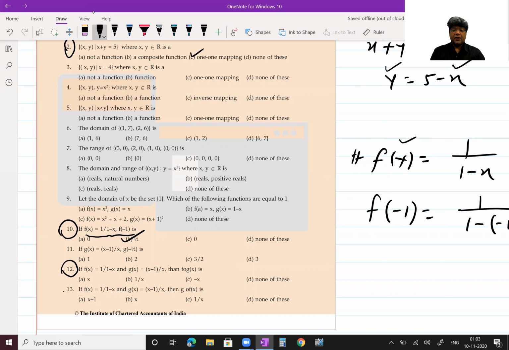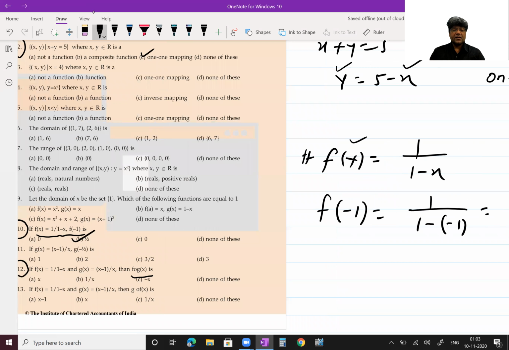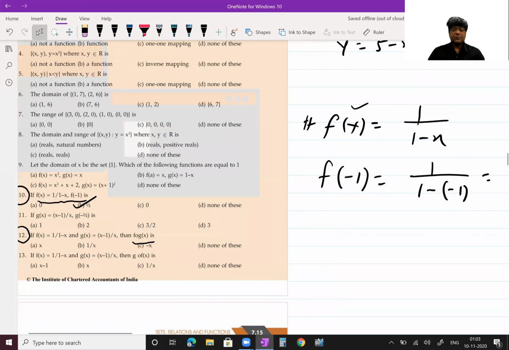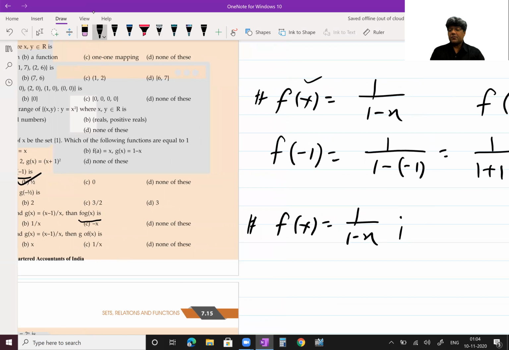Question number 12. f(x) is given, g(x) is given, composite function, guys. They are asking fog(x). f(x) is equal to 1 by 1 minus x. g(x) is equal to x minus 1 by x. g(x) is equal to x by, no.